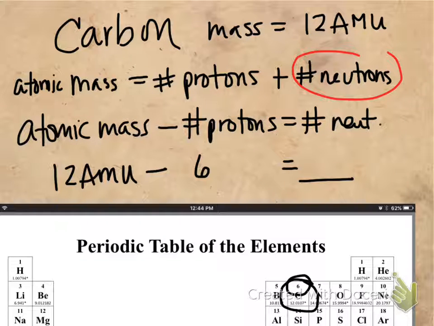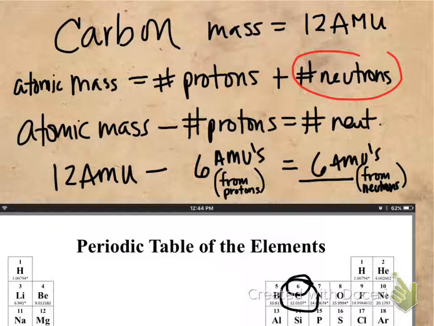And a quick word about treating this as algebra. Because if we say 12 AMUs minus 6 atoms of carbon, that doesn't make any sense. But what we're really saying is 12 AMUs total mass minus 6 AMUs from protons, which tells us then that the other 6 AMUs of mass must be contributed from the neutrons. So it tells us the number of neutrons.